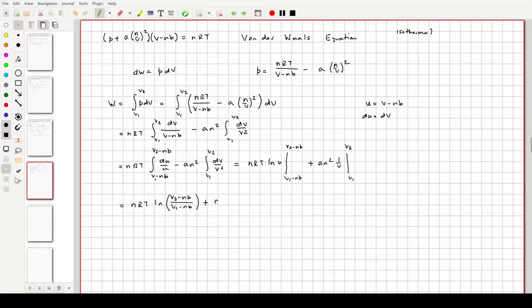Then you have a times n squared, and you have 1 over v2 minus 1 over v1. And this right here would be the work done. And again, I want to be very clear. This would be an isothermal van der Waals gas. You could go through and do this for isobaric if you wanted.